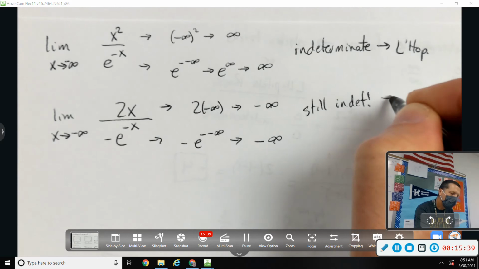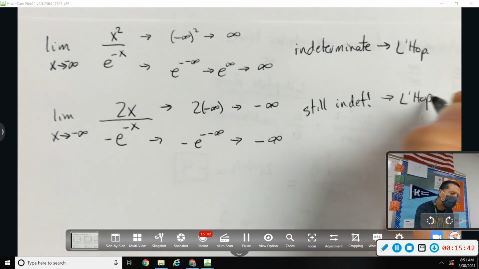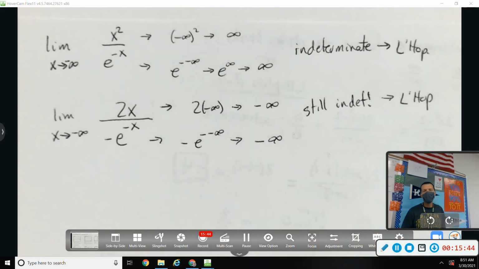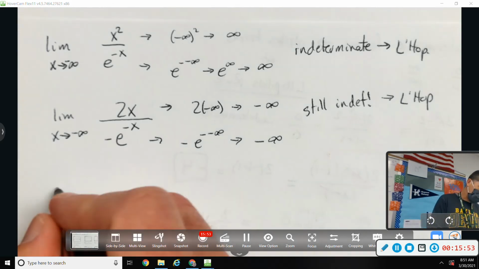So let's try L'Hopital's again. Basically, you can keep going, especially if you can sense that you're making progress. Like, we're not making any progress on e to the x, that's going to just stay e to the x. But the top is changing on us, so let's try again.